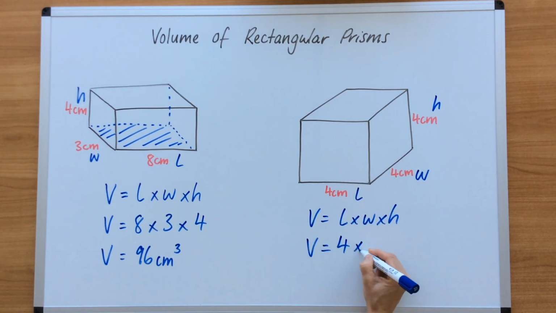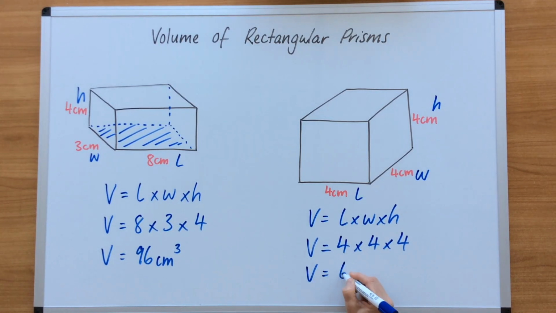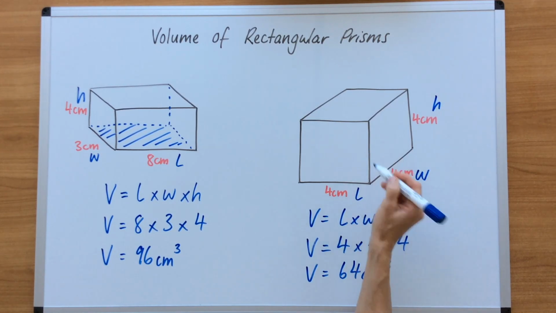So of course we have the same numbers because it's a cube. It's a perfect square face on each side, and when we multiply that we get 64 centimeters cubed. We must have the 3 on there to indicate that it is volume.